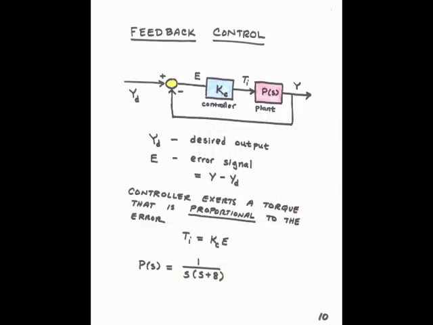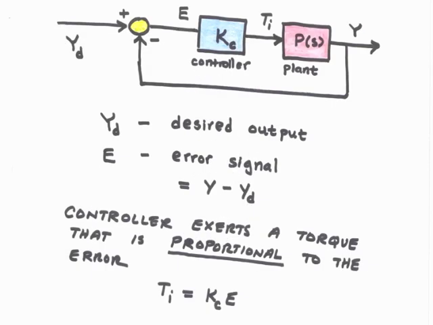So now that we have our mechanical model, we'll turn to feedback control. We have the plant P of s. The controller we'll use is a proportional controller. The controller in this example is a gain, K sub c. That means the output torque, T sub I, is K sub c times the error signal, E. The controller exerts a torque that is proportional to the error.